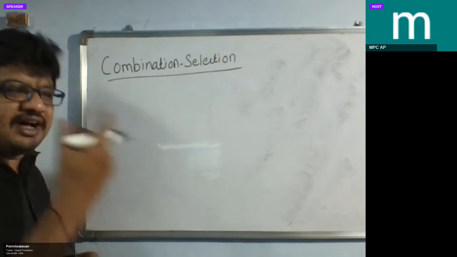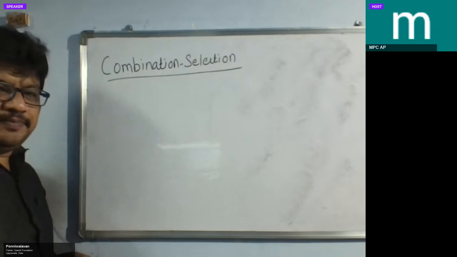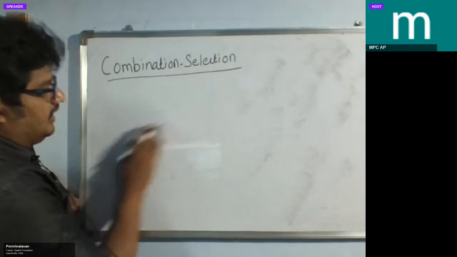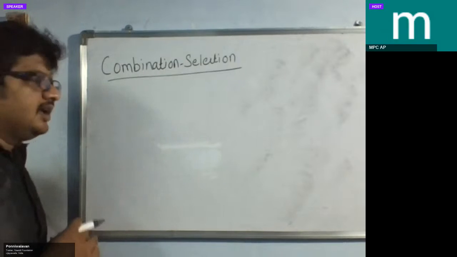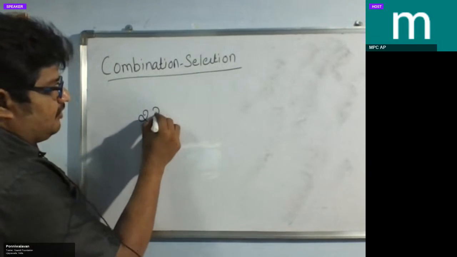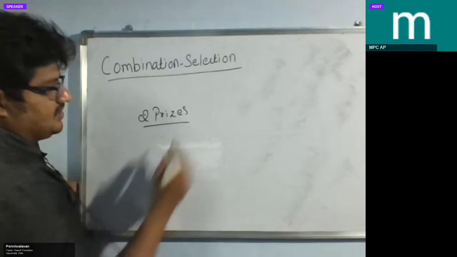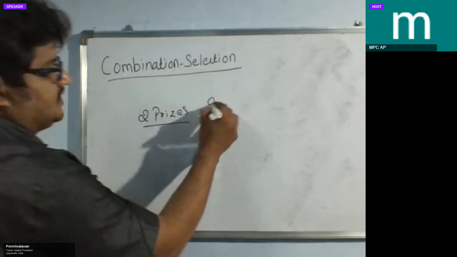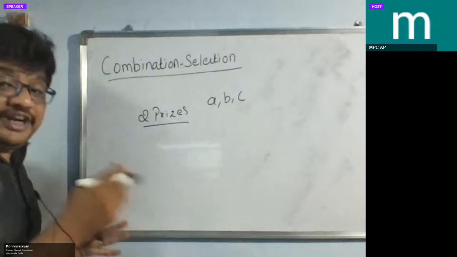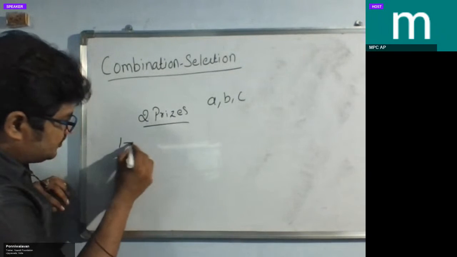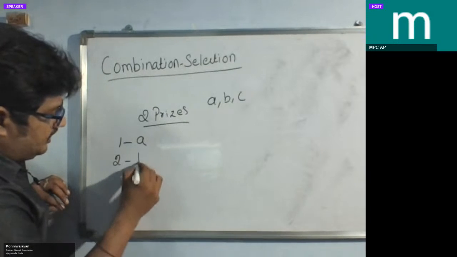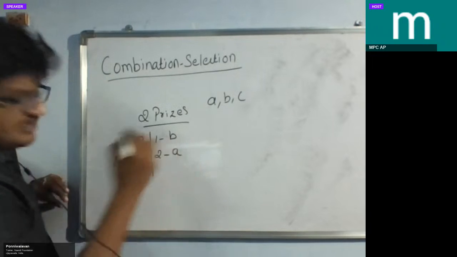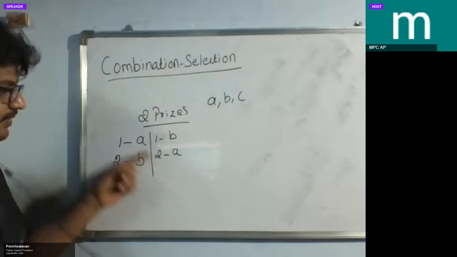If it is a process of arrangements, again same. For example, I want to give 2 prizes, first and second prize, from A, B, C. How many different ways can I give? Listen. First prize A, second prize B. This is one set. First prize B, second prize A. This is one set, right? These two are different.